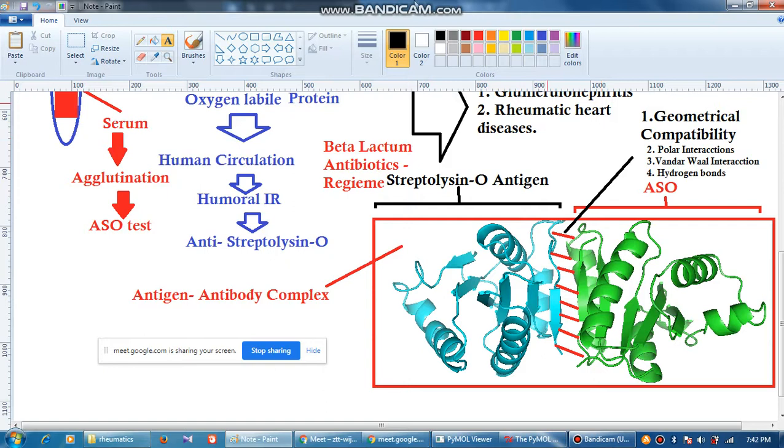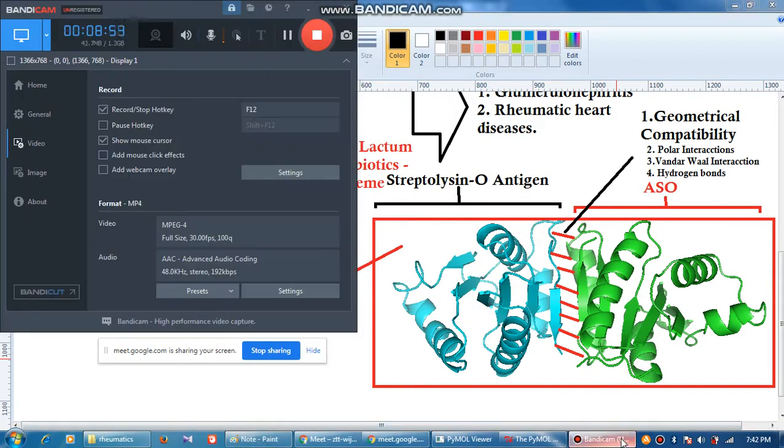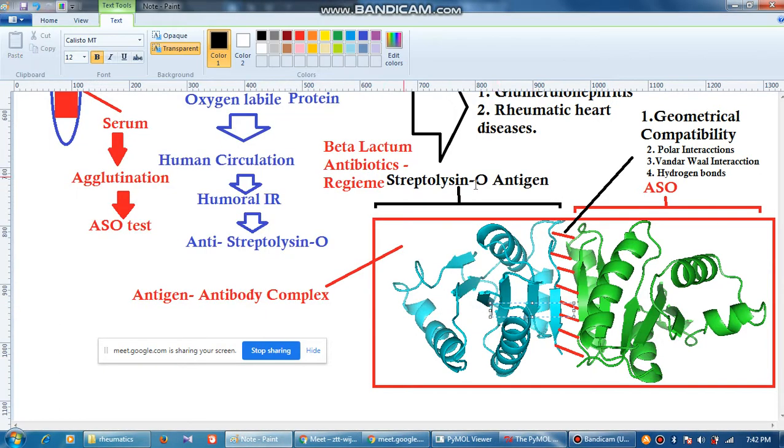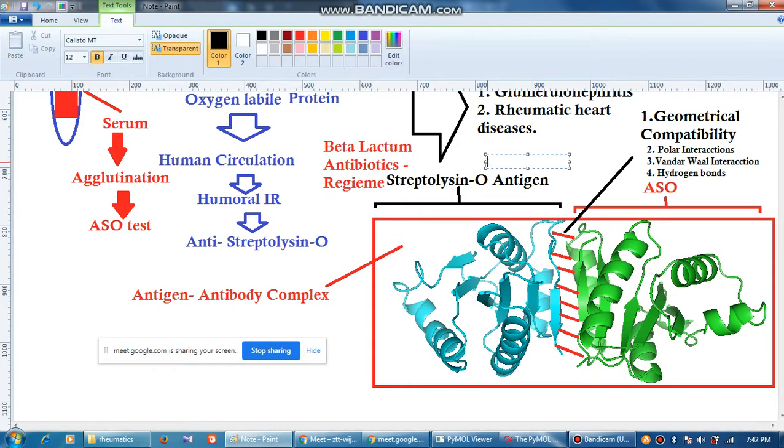Now you tell me one thing. Consider the molecular weight of this. The molecular weight of streptolysin O antigen is W1 Dalton. And the molecular weight of the antibody is W2 Dalton. Again, this is for science people, but medicos can also listen to this. So these are the molecular weights.